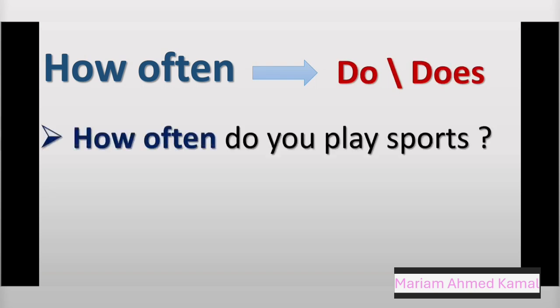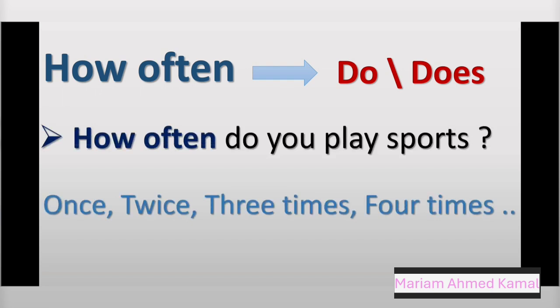Okay, we have a question here, the words how often. We use how often in the present simple, okay, to ask how many times the action is repeated. So how often do you go to the club? You may say I go to the club once a week, twice a week, okay, 3 times, okay. So we use how often to ask how many times the action is repeated, and it should be followed by do or does, the helper. So how often do you play sports? Once a week. I play sports once, twice, 3 times, 4 times, okay.